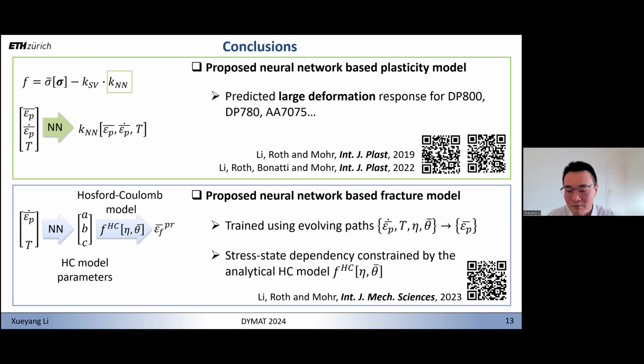And for the second part of my presentation, we look at the fracture initiation problem at different strain rates and temperatures. We propose a neural network-based fracture model that can be trained using evolving loading paths. So we do not require a constant temperature, constant strain rate, or constant stress state. We do not require that. And the stress state dependency can be constrained by the analytical Hosford-Coulomb model, while the strain rate and temperature dependency can be easily controlled by the neural network.